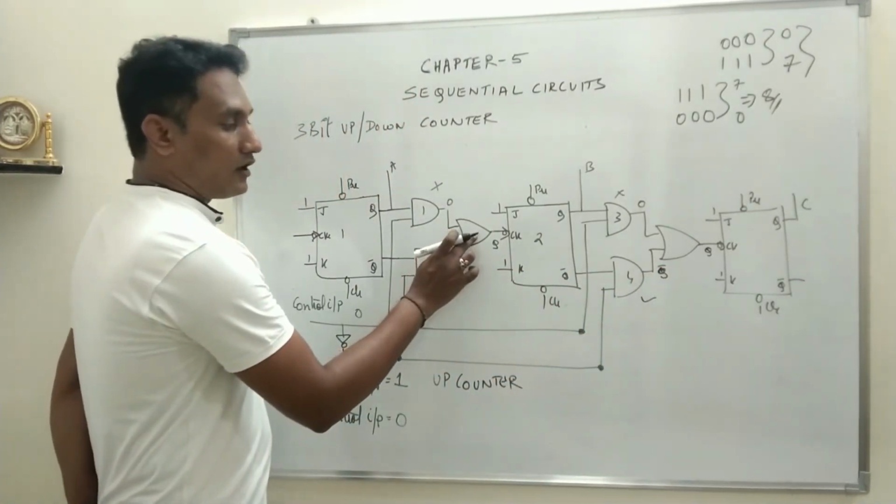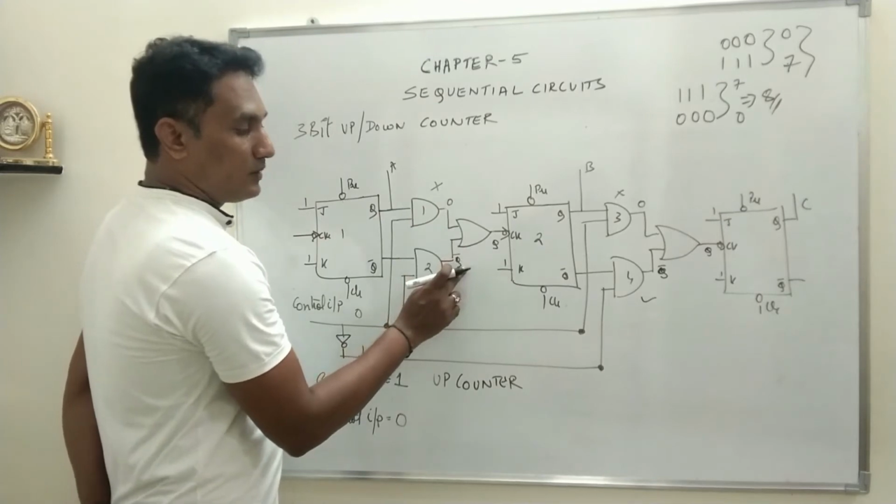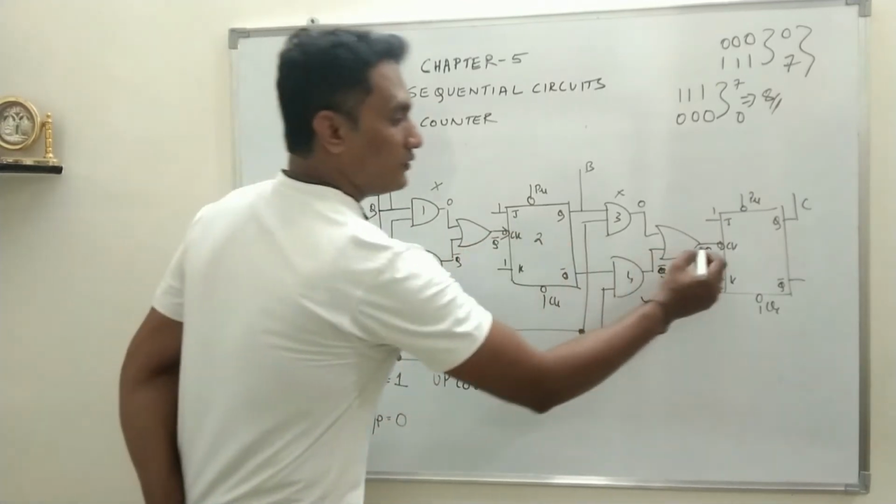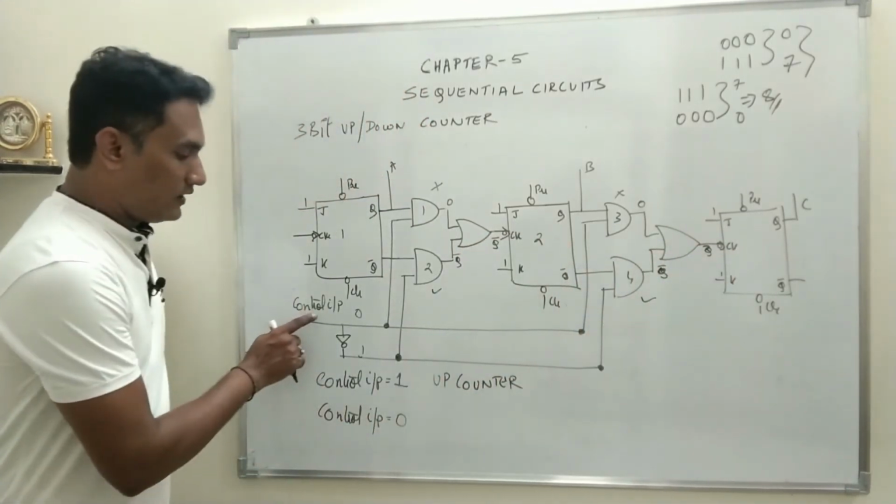And for the OR gate, one input is 0, the other input is Q bar. So output will of course depend upon Q bar. So how will we write the explanation?